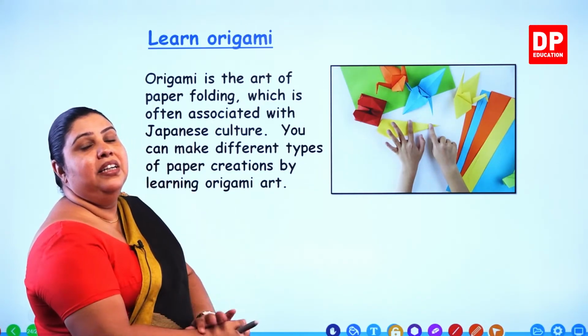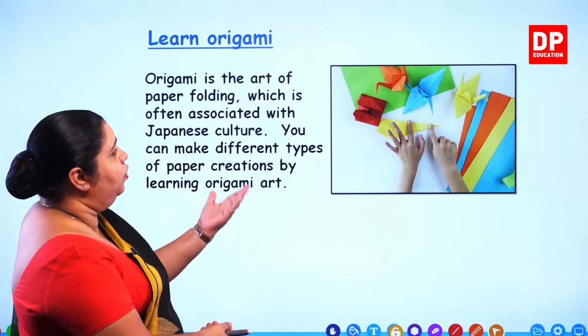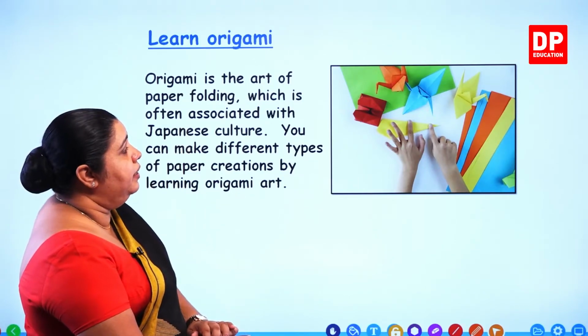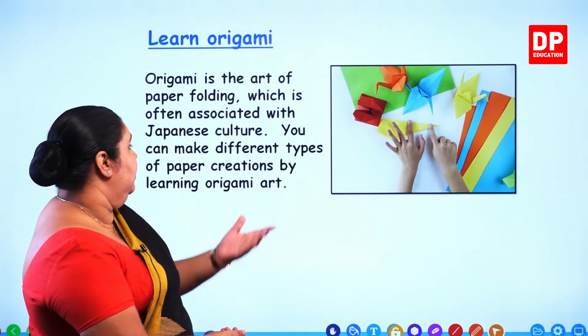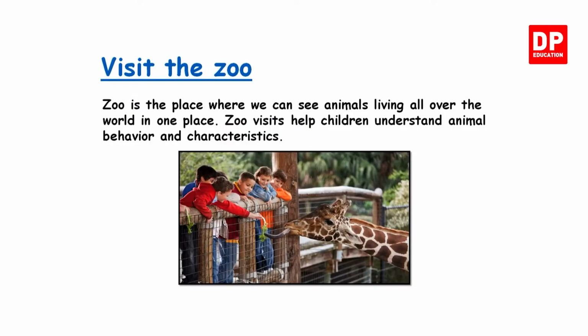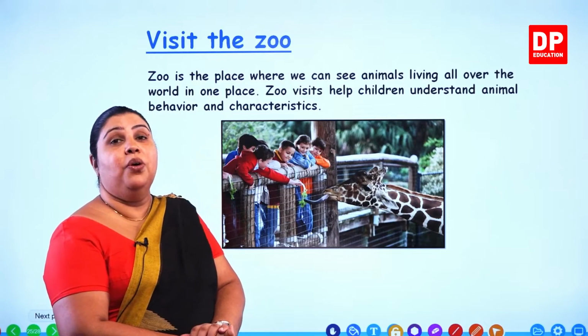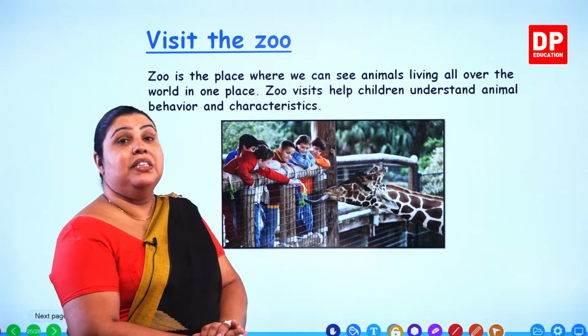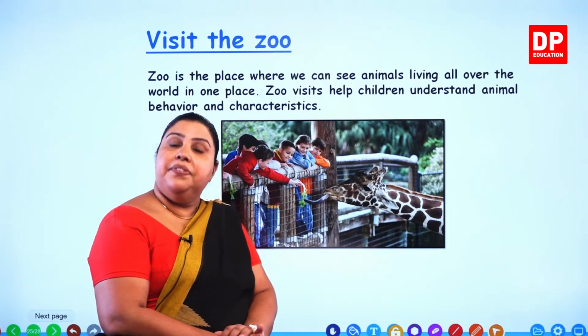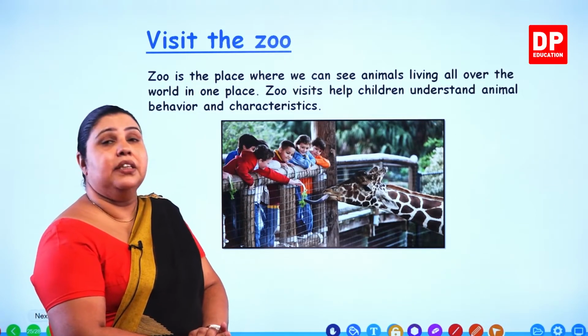You also can try. Everybody can try and do origami and you can develop your creative skills. Then next, visit the zoo. Now in our Pupils book we saw that we can go and visit the zoo during the holiday. It's very important to visit a zoo.